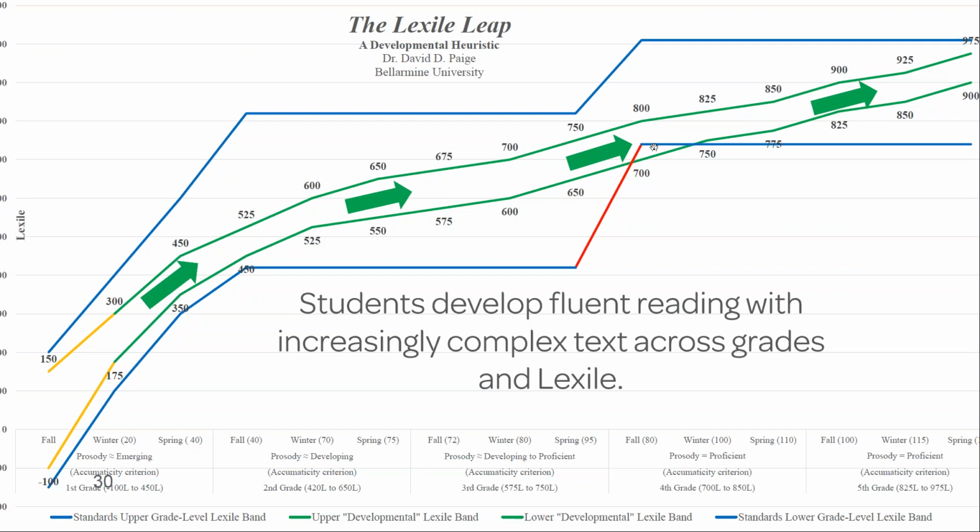This represents a real conundrum for kindergarten, first, second, and third grade teachers as you hand your third graders off to the fourth grade teacher. How do you know that they're going to be able to navigate this Lexile leap? What can we do to be sure that they do?